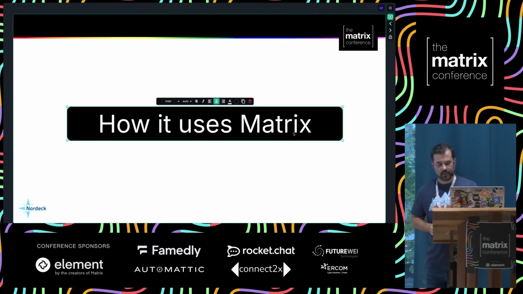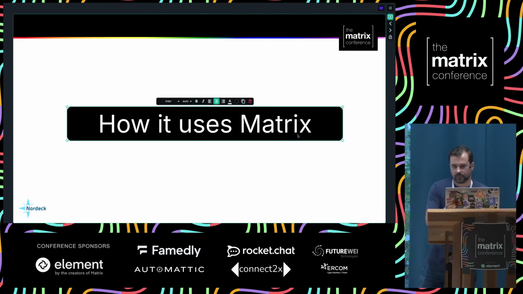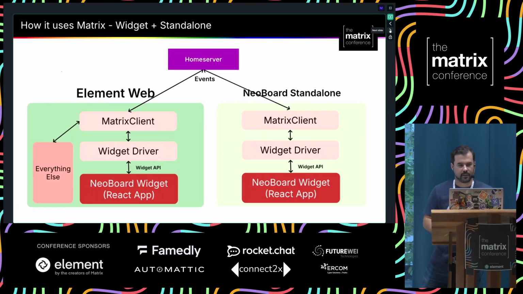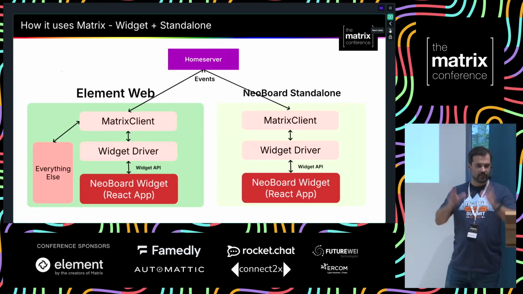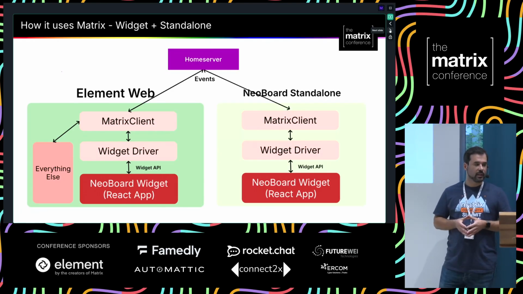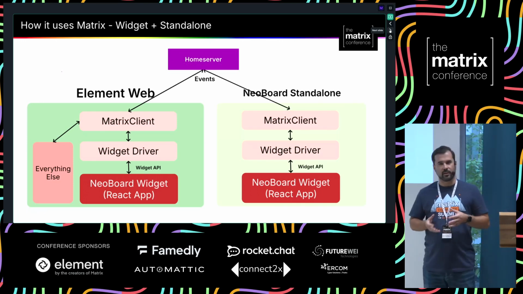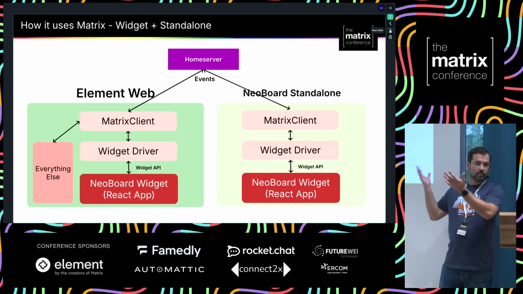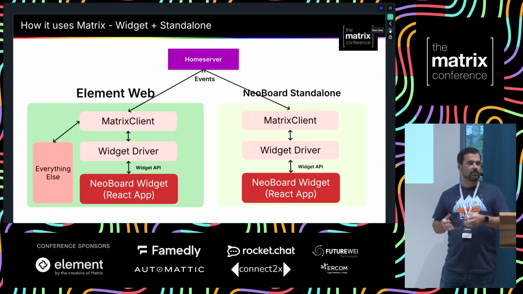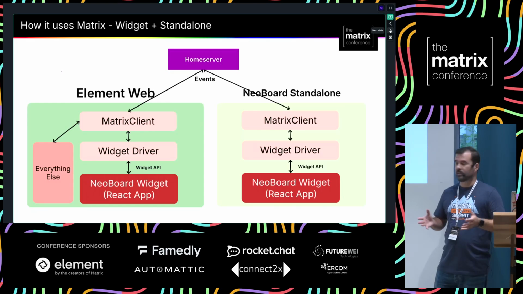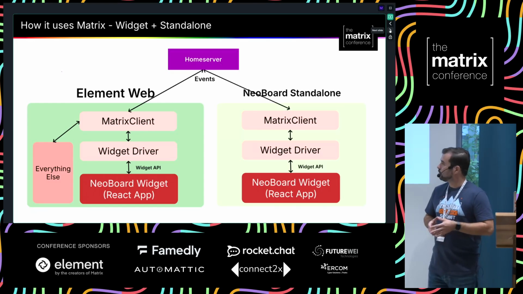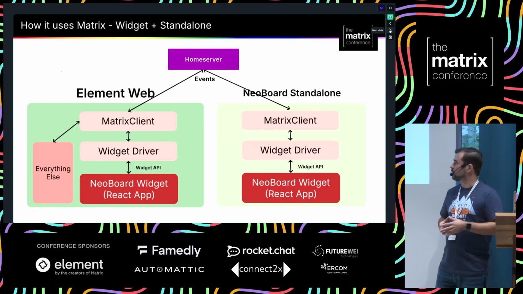All right, so how does it use Matrix? Initially, NeoBoard itself, the functional application part, is a widget. A widget is a web application that can be hosted within a Matrix client. In a typical deployment scenario of Matrix, you have a home server. This home server exchanges events via the client-server API with a Matrix client. On the left, you have your Element Web, which has a Matrix client that the JS SDK provides. You have a widget driver, and the widget exchanges these events through this widget driver to the Matrix client.